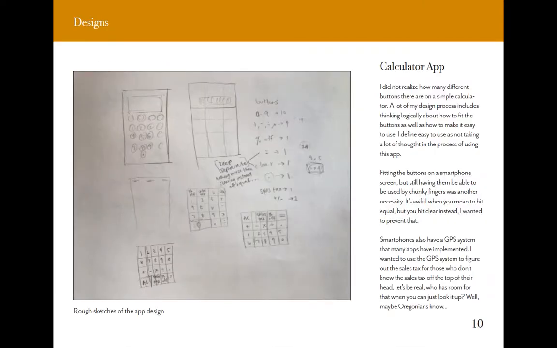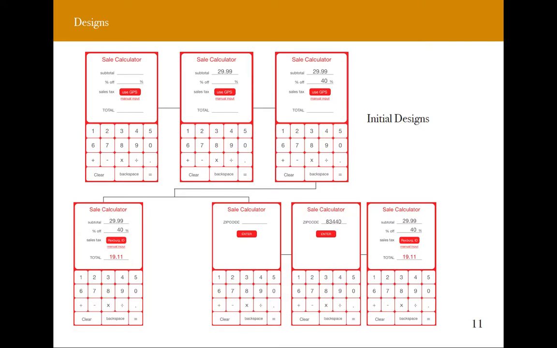So here's our initial couple sketches. I initially thought the whole assignment was due in the first week, so that's why this is a little rushed. But these were my initial designs, just thinking about how the subtotal and maybe if something was on sale, and then using the GPS to figure out sales tax.